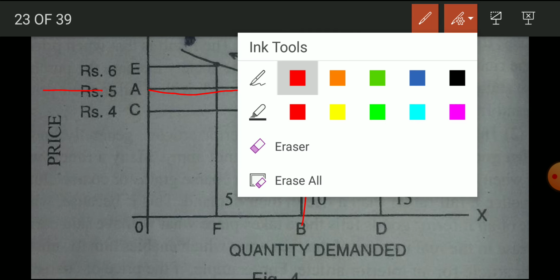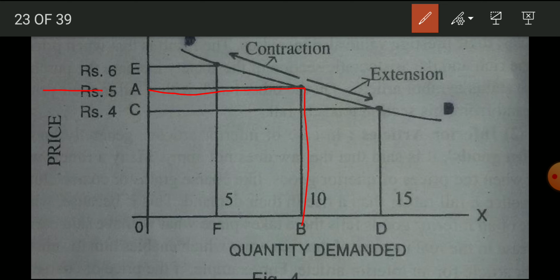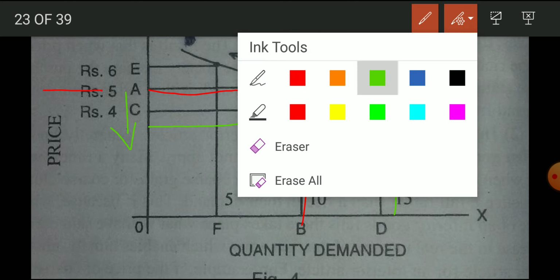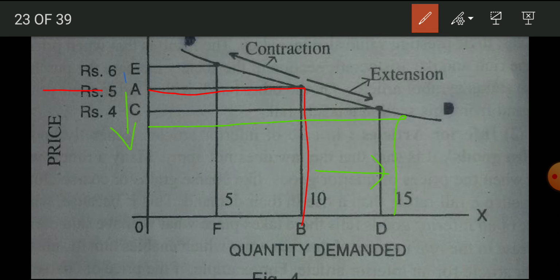But here is, when price is reduced from 5 to 4, at that time, demand will increase from 10 to 15. Price of product reduced 5 to 4. At that time, demand will increase 10 to 15. And here is, when price increases 5 to 6, at that time, whenever price of the product increases, demand will decrease.